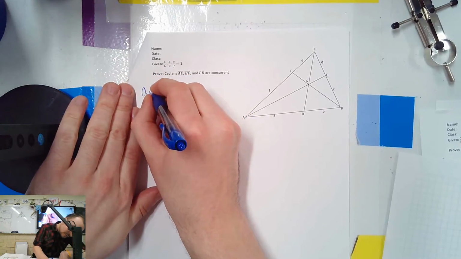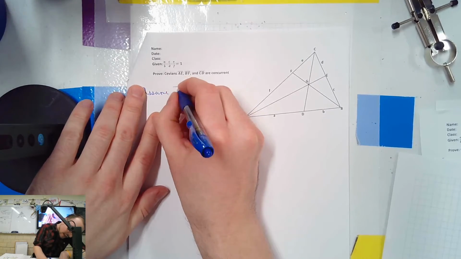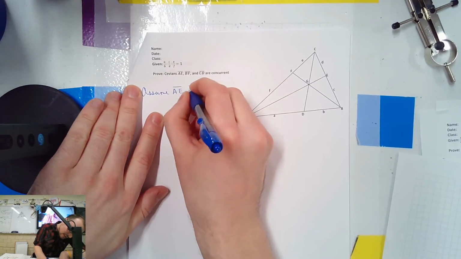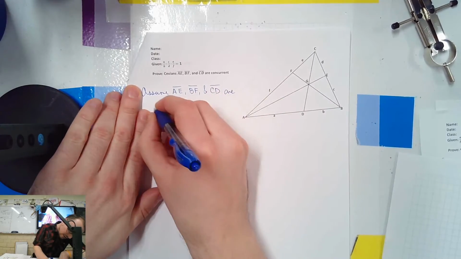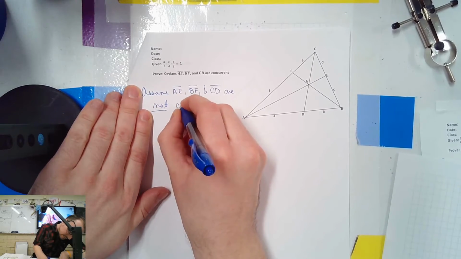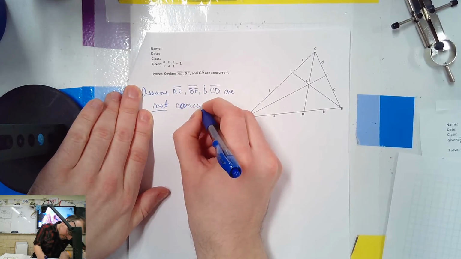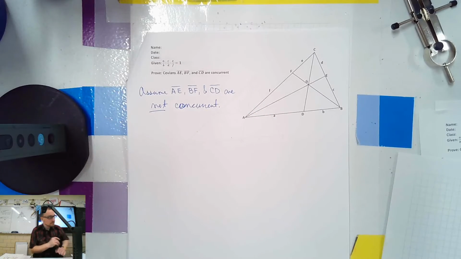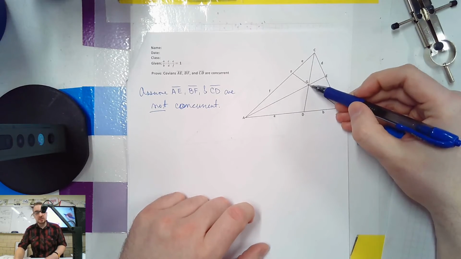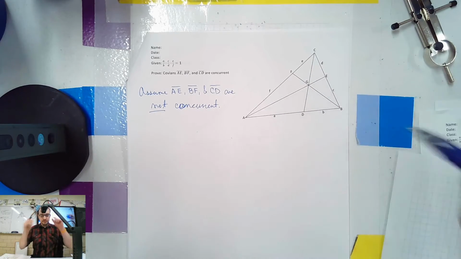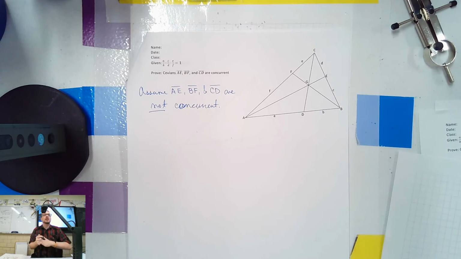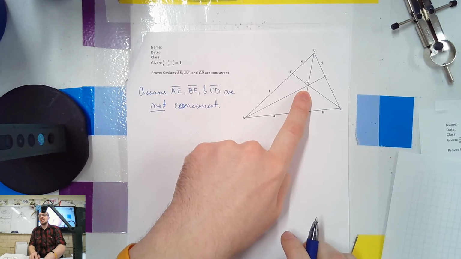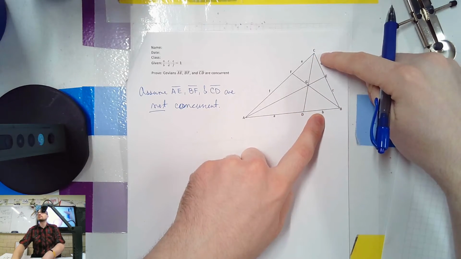So assume AE, BF, and CD are not concurrent. That means our diagram is misleading because it looks like it goes through G, right? So here's what I'm going to draw, and it's going to be kind of weird to see this because my diagram does have them intersecting at G. We're going to assume they're not, right?